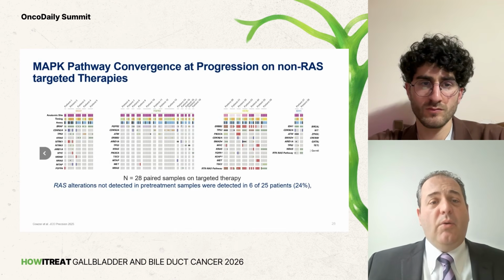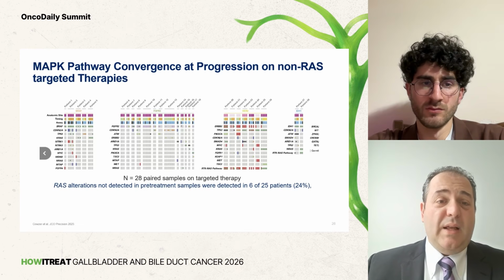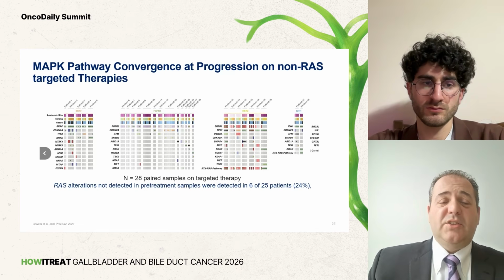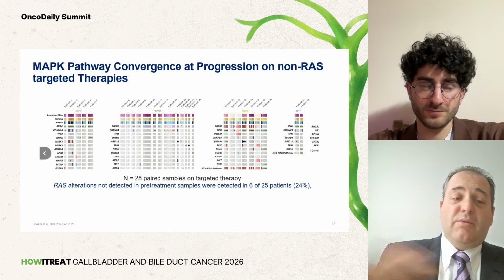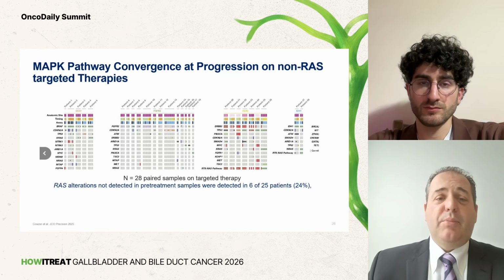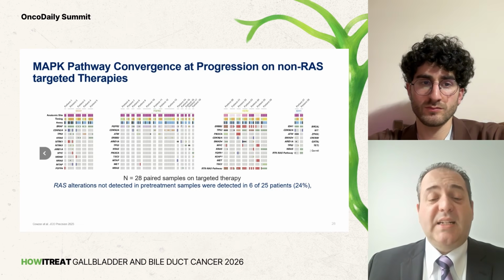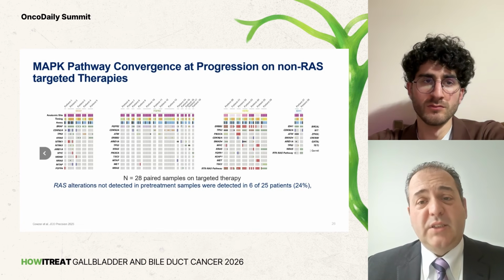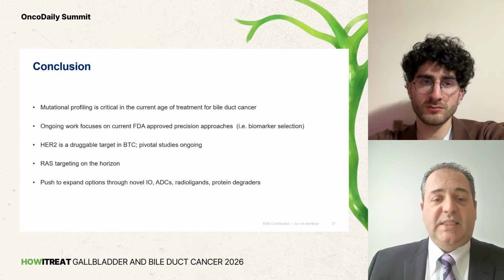The key, though, for RAS is that in addition to having mutations as a primary driver, we see these as acquired mechanisms of resistance. This is from our work recently published in JCO Precision Oncology, not looking at RAS inhibitors, but looking at other targeted therapies. And in 20 paired samples using cell-free DNA, we noted RAS alterations not detected in pretreatment samples were detected in about 25% of patients that progressed on a prior targeted therapy. So building the idea that we might sequence these.